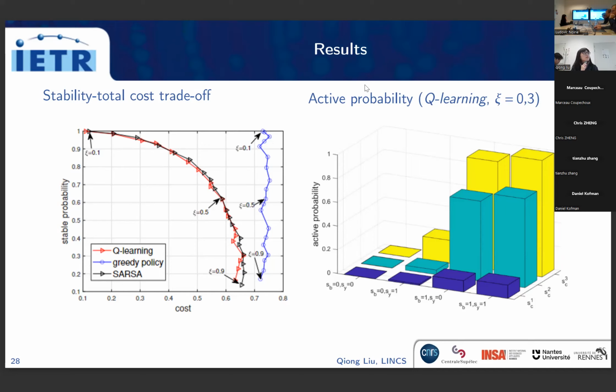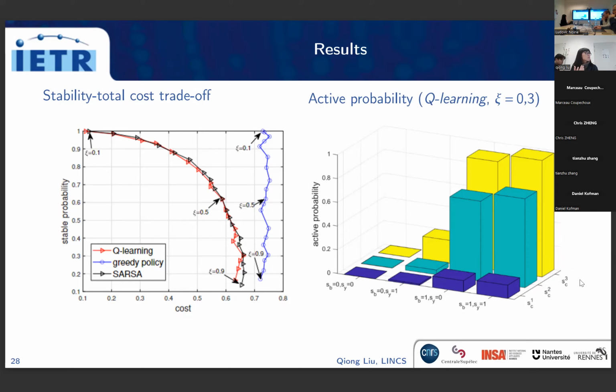In the last figure, I plot the active probability, since the action space is on and off, 0 and 1. So it's enough to characterize the policy according to the active probability. This is a percentage averaged over the network realizations. In this figure, SB indicates whether the buffer is empty or not, SY is the traffic arrival event, and SC represents which region the SNR is located in. So SC1 means the bad SNR condition, SC2 means the middle SNR condition, and SC3 means the good SNR condition.